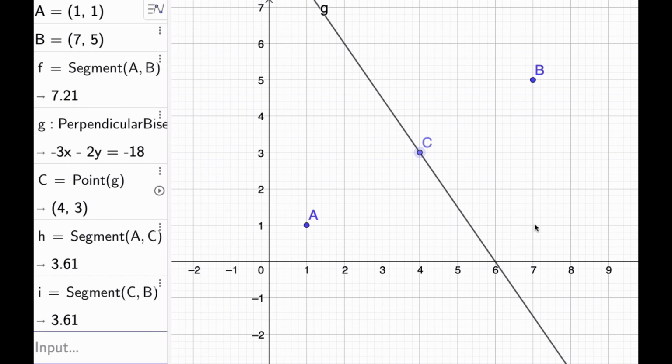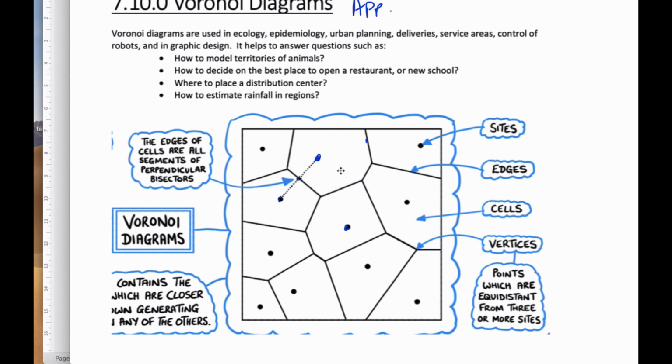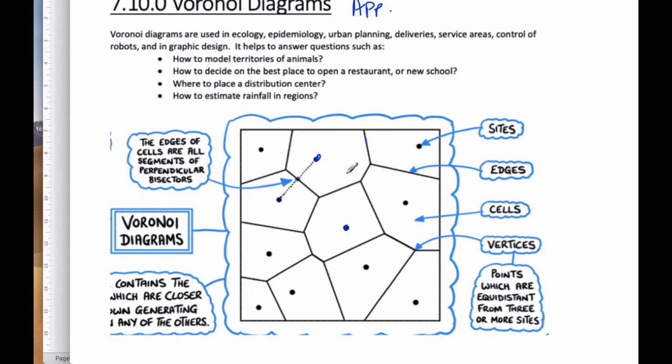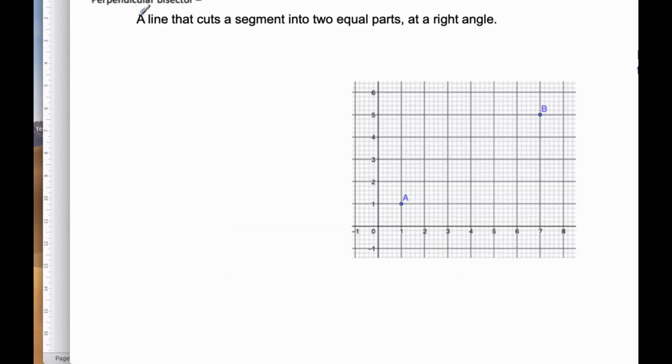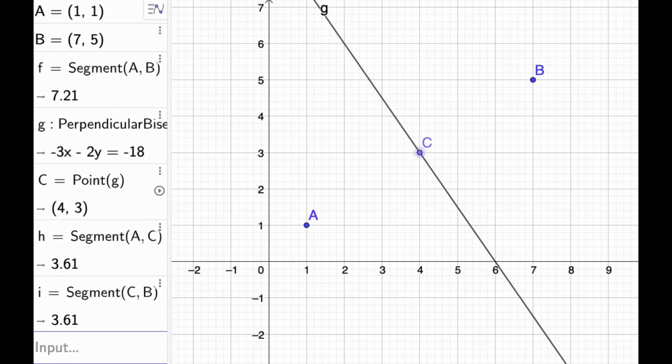You're close if you're in the cell. So if you are in the cell here, the closest site is whatever site is in that cell. All right, so perpendicular bisectors cut the line in equal parts, and what you have to remember is that if a point is on the perpendicular bisector of a line segment, then it is equidistant from the endpoints of the segment. That is exactly talking about these distances here. These distances are equidistant.